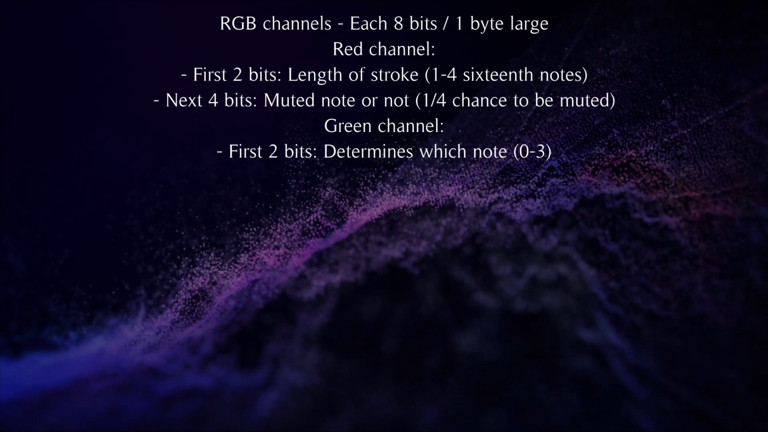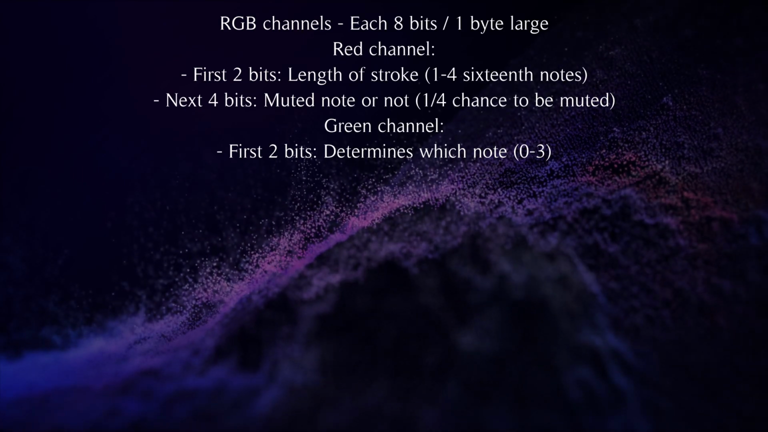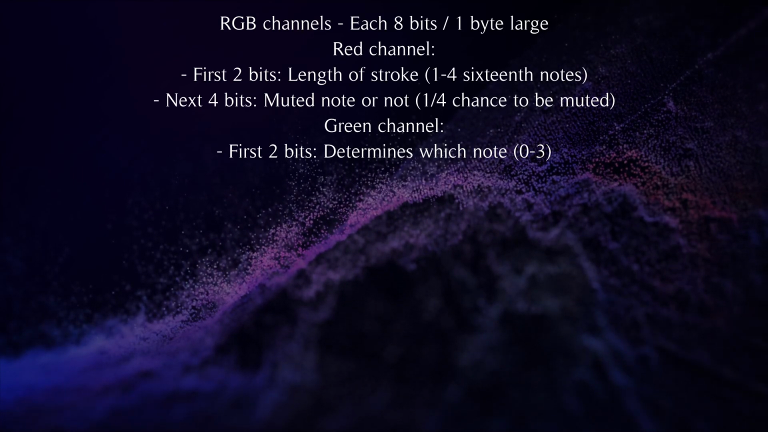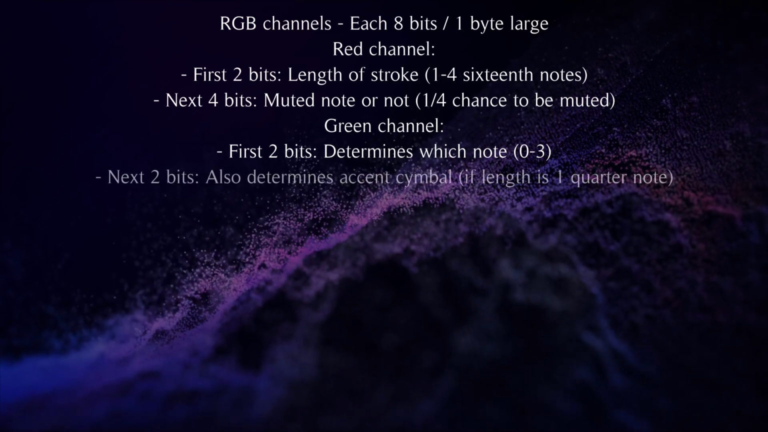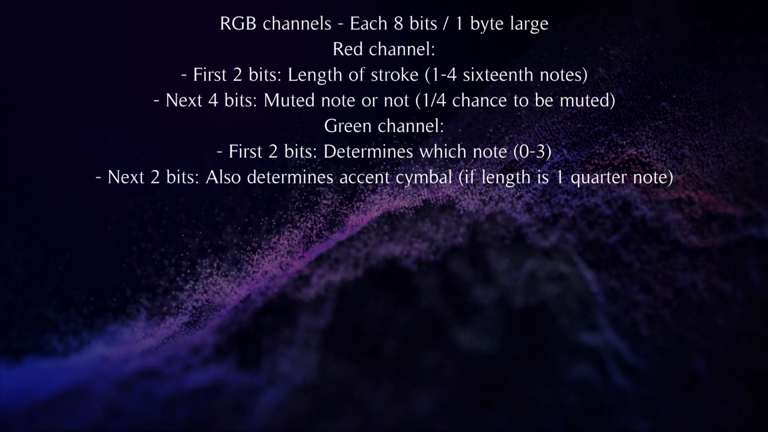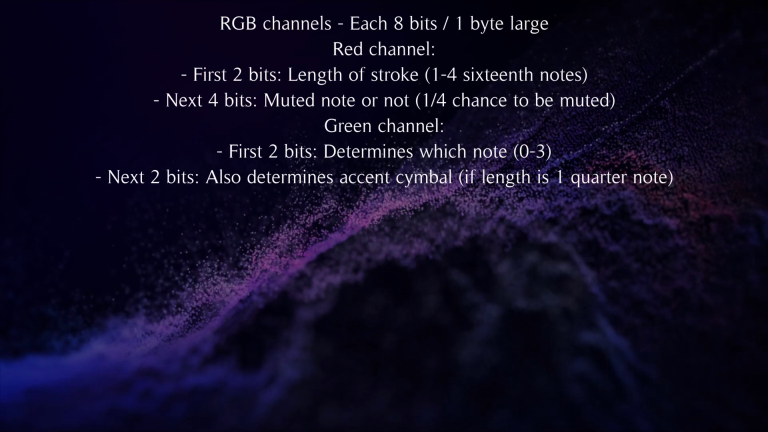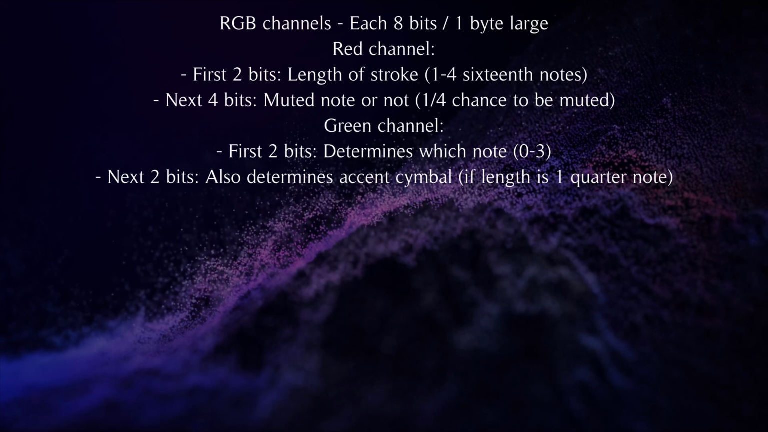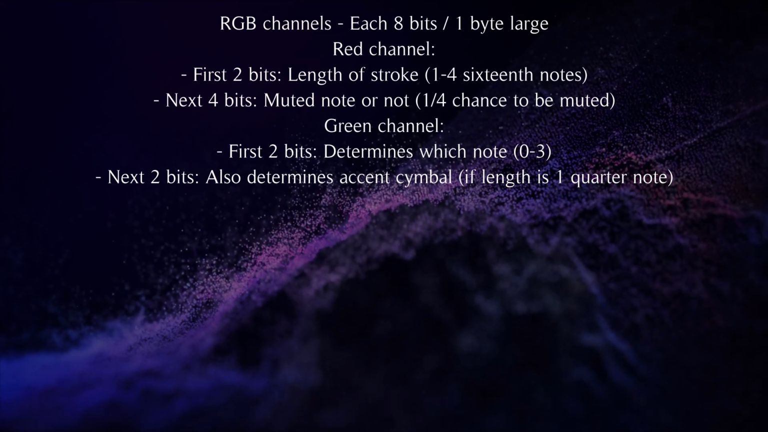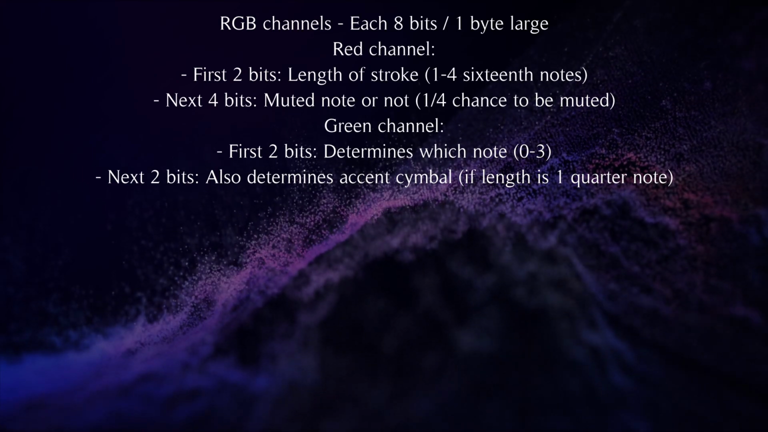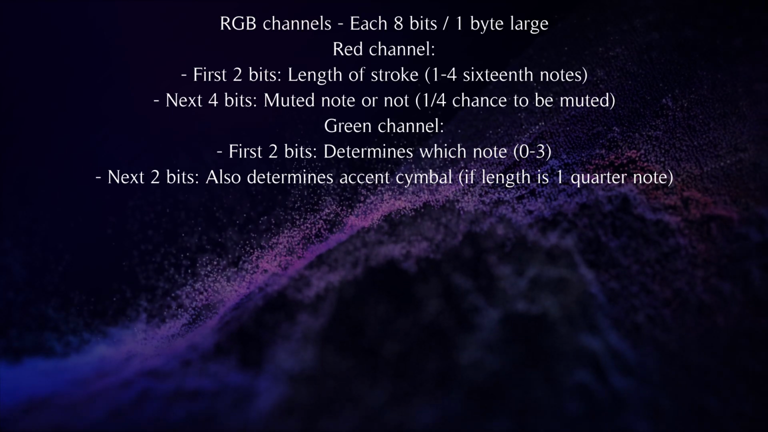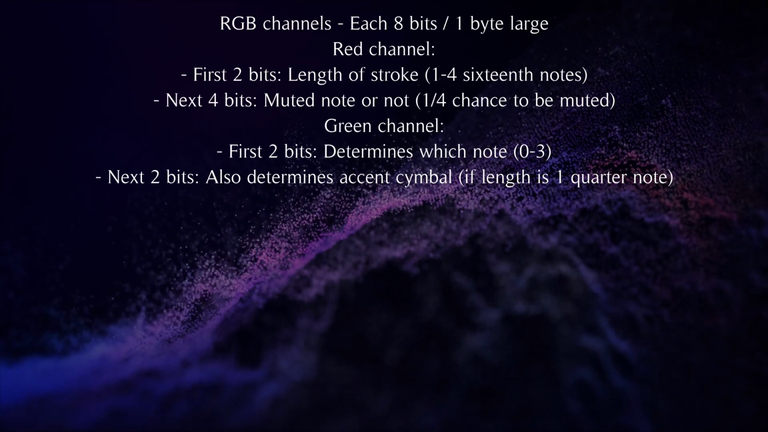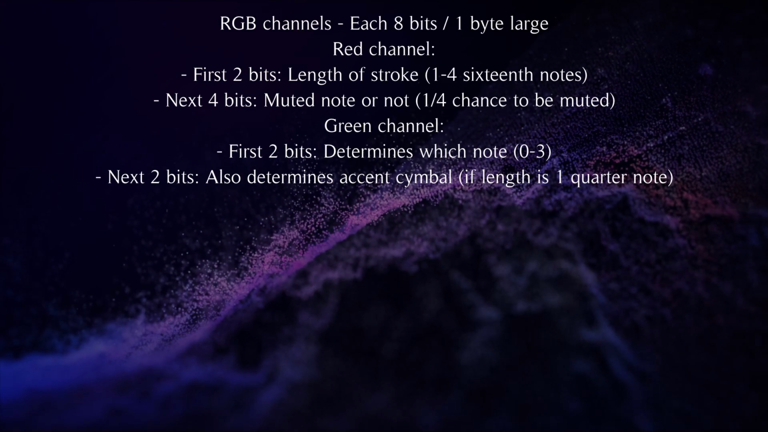We only care about the first 2 bits, so the fret will be between an open string and the 3rd fret. If the length of the stroke is at its maximum, 4 16th notes or 1 quarter note, we also add an accent symbol, picked from a set of 3 crash cymbals based on the next 2 bits of the green channel. For every guitar stroke, we also add a matching bass stroke and a kick drum. And we also place a snare on the 3rd of every bar.